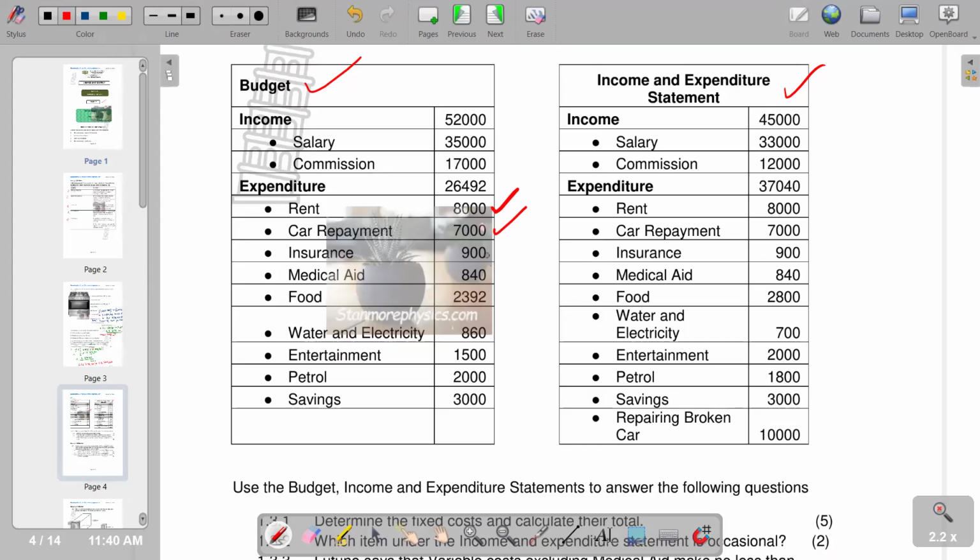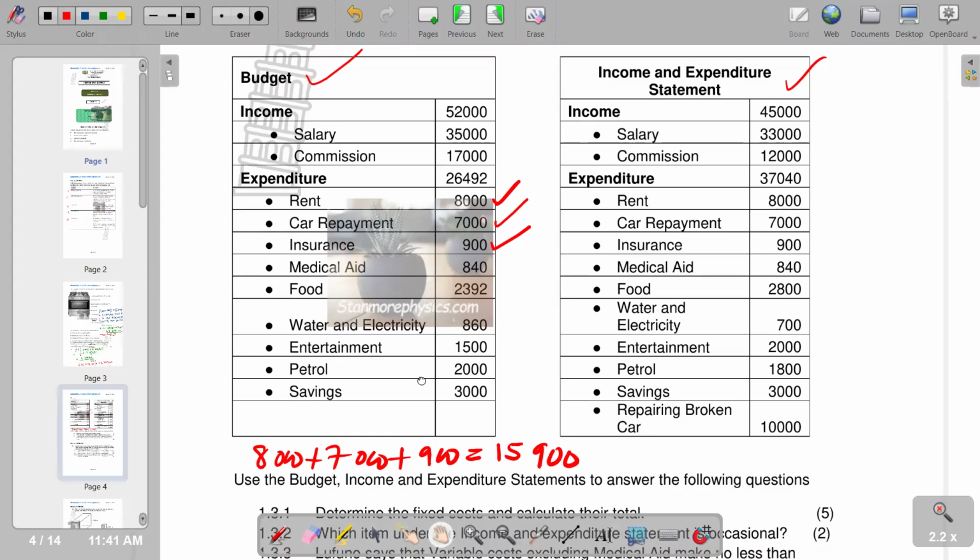We have also insurance as a fixed expense. So we're going to say your 8,000 plus 7,000 plus 900. And then we get a total of 50,900. So you have 15,900 on this part.